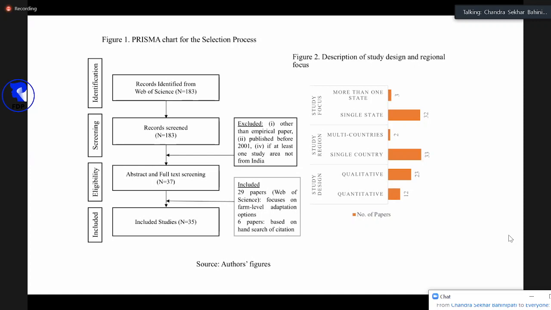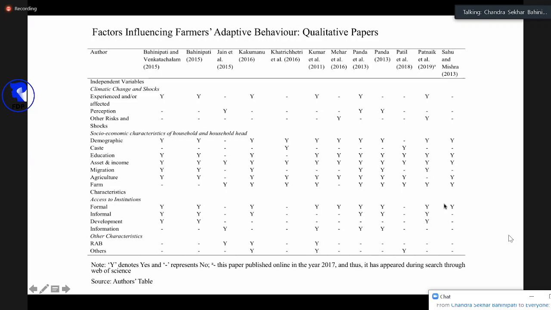Then we look at the 35 studies: do they focus on a single state or more than one state? Are there any studies that focus on a single country or more than one country? Are they quantitative or qualitative studies? Then we look at what the determinants are, basically the causal relationship between variables and adaptation measures. Study-wise, this study has considered this determinant, that study has considered that determinant.